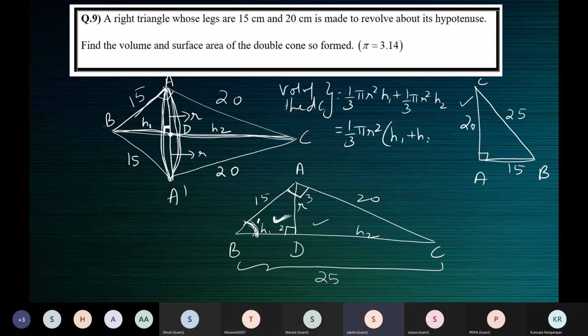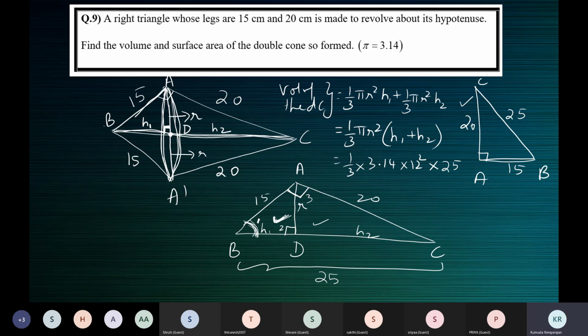H1 plus H2. Okay. So 1 by 3 into pi, which is 3.14, given, into r square, so 12 square. Now, children, if you found the values of H1 and H2, you substitute them. But what is H1 plus H2? 25 centimeters. That's what I said. You don't have to find H1 and H2.